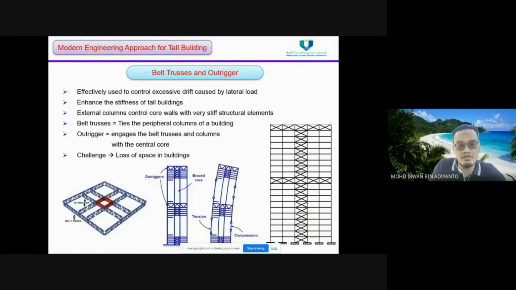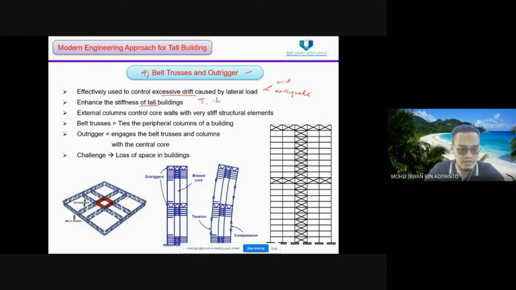And the final one is we implement the belt trusses and the outrigger. The system is effectively used to control excessive drift caused by the lateral load, either by the wind or by the earthquake. Okay, it enhances the stiffness of the tall building where the T1 will be reduced. The external columns control core walls with very stiff structural elements. The belt trusses here tie the peripheral columns of a building.